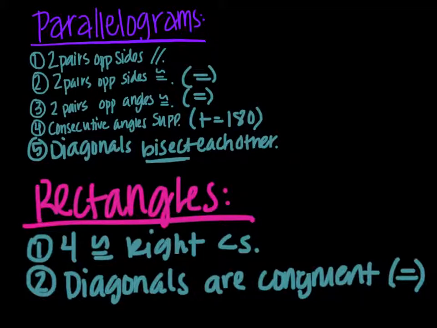So something to be thinking about so far, there's 2 major differences between a parallelogram and a rectangle. In a parallelogram, diagonals bisect each other, and in a rectangle, not only do the diagonals bisect each other, but they also are congruent. So you're going to want to be able to compare those 2 for sure.